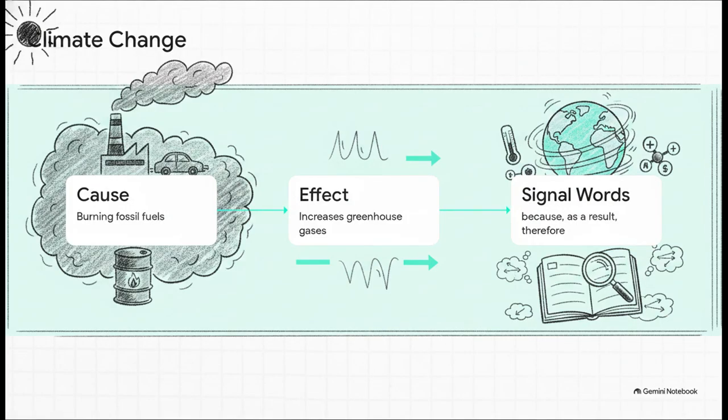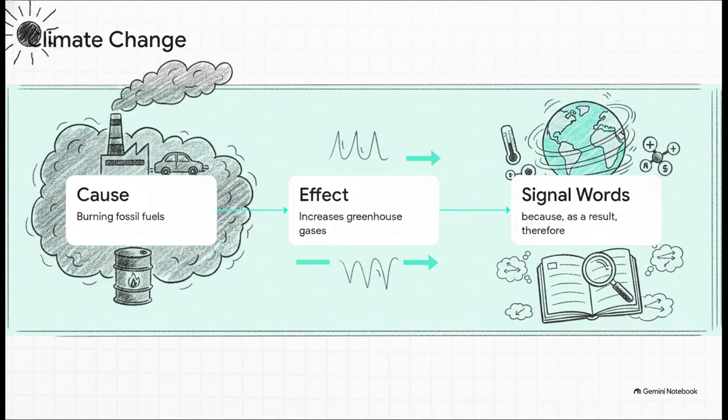Say you're reading a science article about climate change. Step 1, the cause is burning fossil fuels. Step 2, the effect is an increase in greenhouse gases that trap heat. The crucial point here is knowing how to spot this structure in the wild. Authors leave us little clues called signal words.